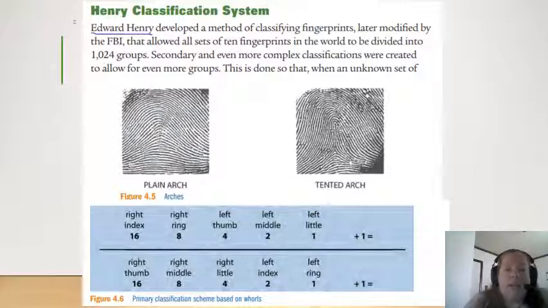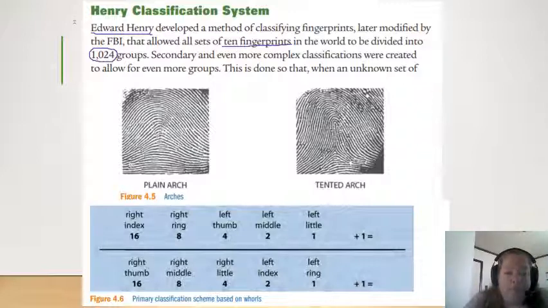It allowed all sets of 10 fingerprints in the world to be divided into 1,024 groups. Secondary and more complex classifications were created to allow for more groups. This way, when we have an unknown set of fingerprints, we can categorize it.